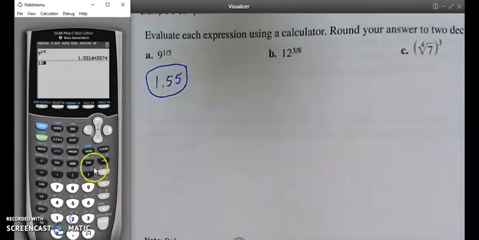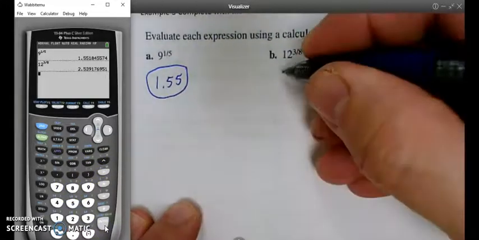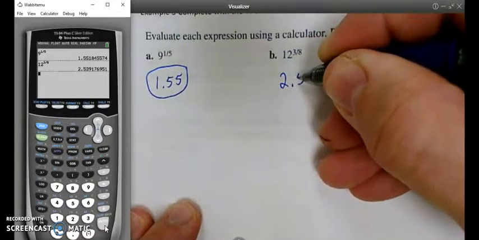And then 12 to the 3/8, 3 divided by 8. And that's going to be 2.54 if you're rounding correctly.